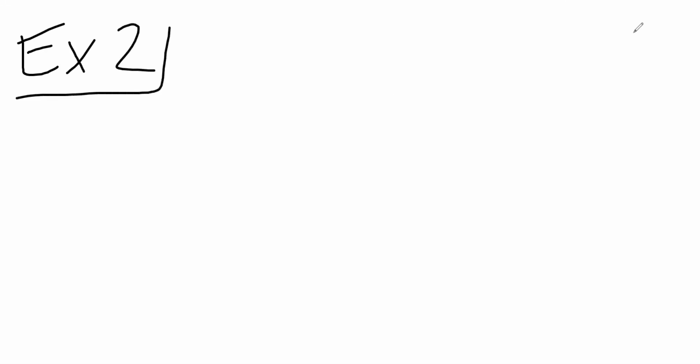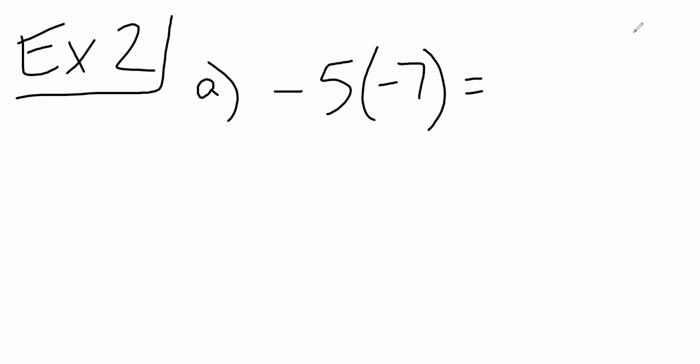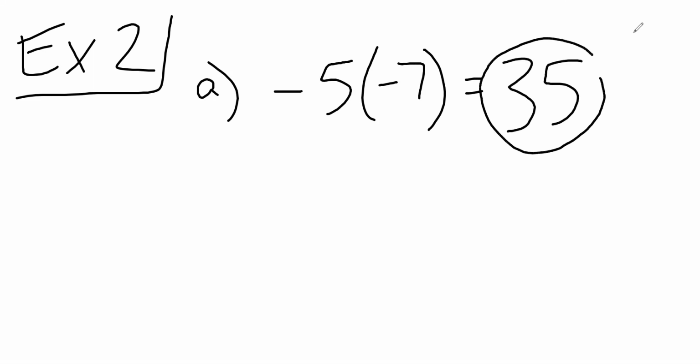Example 2 on page 84. Multiply integers with the same sign. That's what I just talked about. -5 times -7. Madeline, what is that going to be? Positive 35. Good. Because there are 2 negative numbers, you're always going to get a positive number. All right, let's keep cruising through this. This lesson isn't too bad.